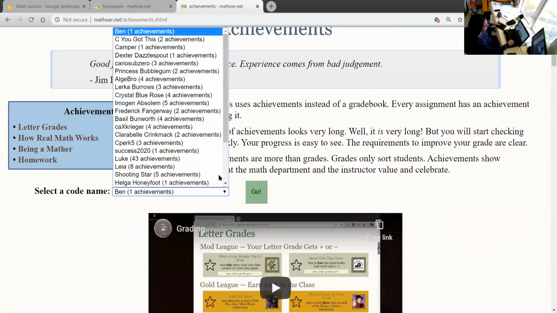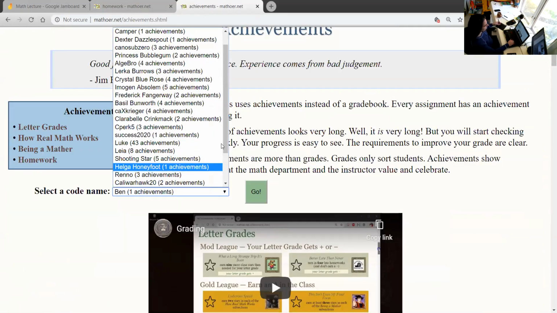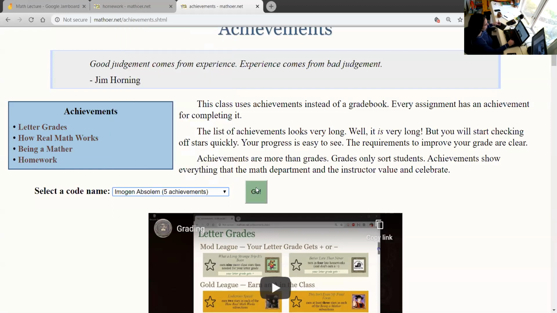By the way, does anyone need a refresher on how to use the code names and the go button while we're here? Let me just point out that if you do pick your code name and hit go, these links still work. You could jump right to homework and see which check marks you have.